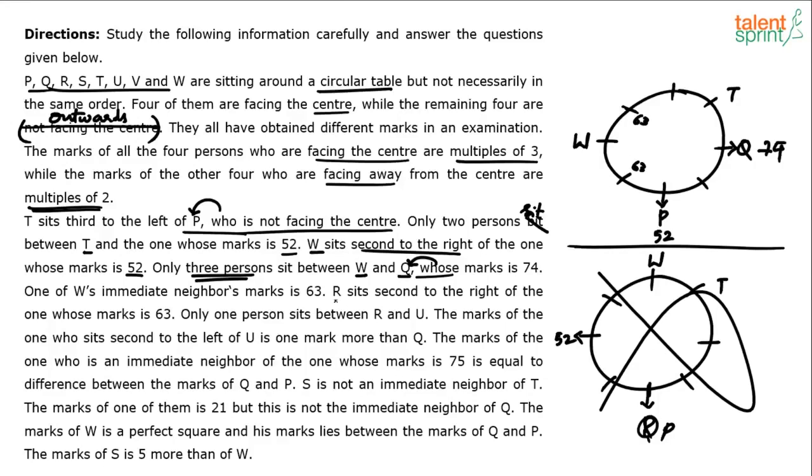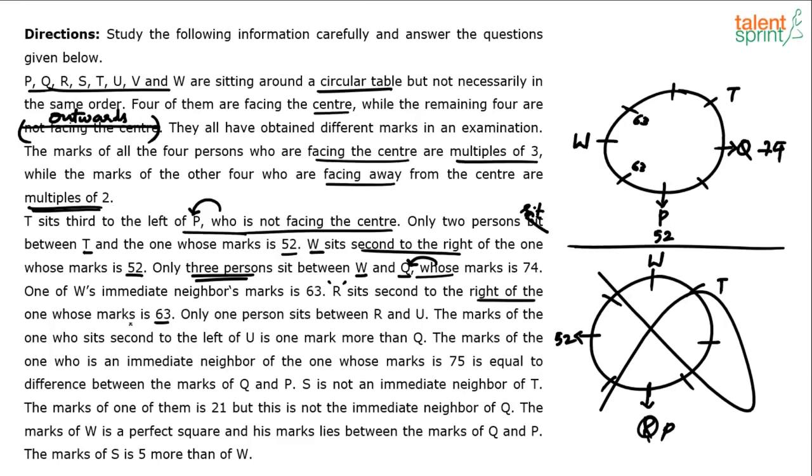The point here is R sits second to the right of the one whose marks is 63. Right of 63 would mean anti-clockwise, because 63 is facing center, and for a center-facing person, right is anti-clockwise. So suppose this is 63. Where will R come? Second to the right, he said, right? First and second, R has to come here. If this is 63, R has to come here. So I think both are possible, right?